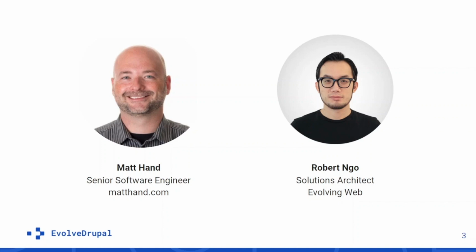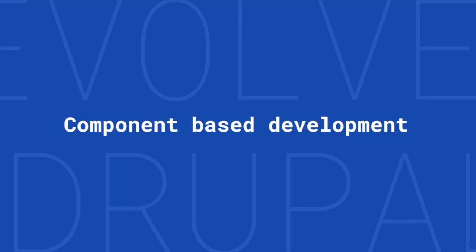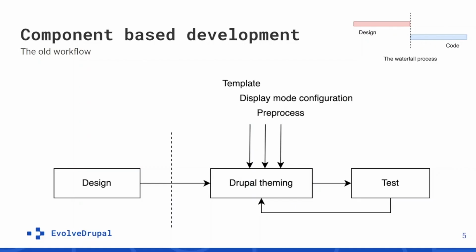Hello, my name is Robert Ngo. I'm currently the solution architect at Evolving Web. So before we start the presentation today, I have a question: how many of you are developers, front-end and back-end? Thank you. And how many of you are product manager, product owner, and designer? Thank you, not many.